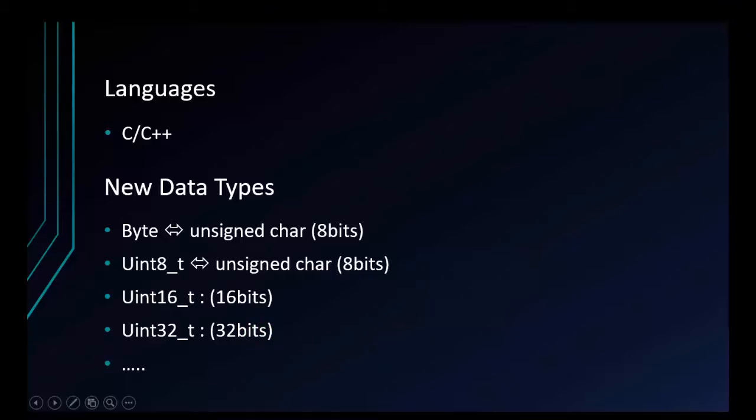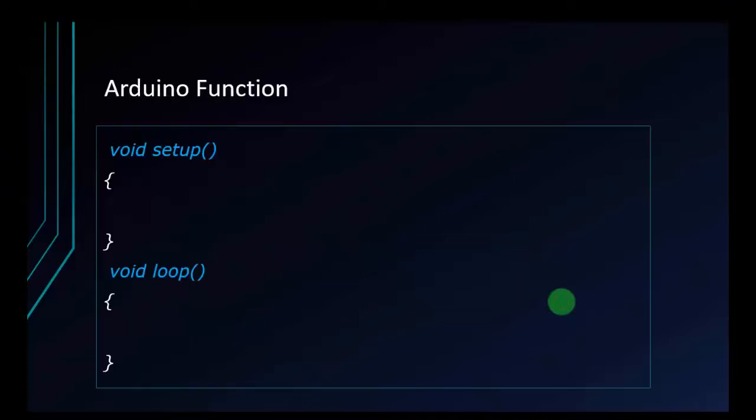Okay. Now I will talk about Arduino functions in the Arduino IDE. In the Arduino IDE, when we create a new project, the two default functions will appear right here. You see, setup function and loop function. Pay attention, we don't have a main function in this IDE like other IDEs. We just have two functions like this. Both of the two functions are void, which means in these default functions, we don't need to return any variable.